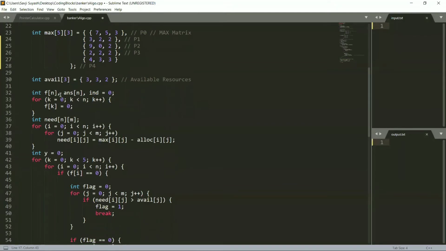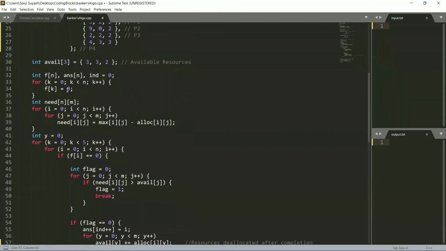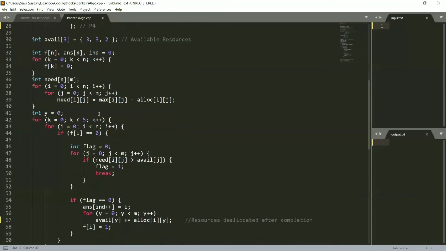And in f of n, we are storing whether the current process is completely executed or yet to be executed. For example, if f of k is 0, it says that we are yet to execute this process, and if it is 1, we say that it is completely executed. And we will store our answer in the answer array.